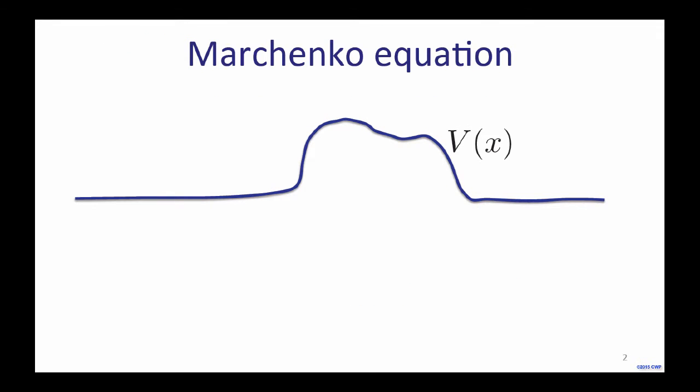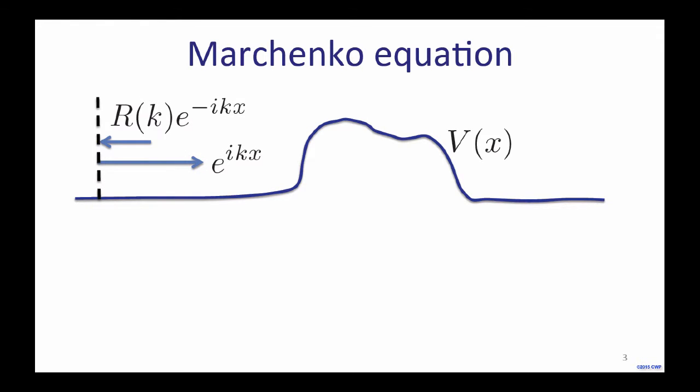So, let me first take you back 50 years. This was the time when Marchenko formulated his inverse scattering algorithm. There is a certain potential V of x. This was for the one-dimensional Schrödinger equation. That was the context in which he worked.